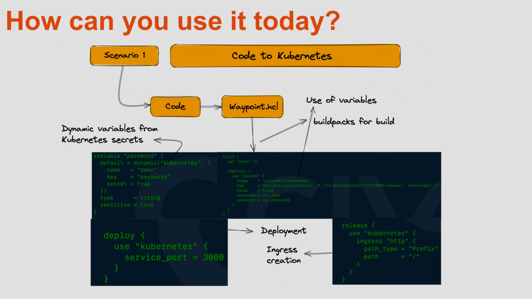And then in the release, I want to release it as an ingress. You can use a load balancer and all these things as well, but I have given an ingress where we specify which is the path type for that, and it will automatically create an ingress resource for you inside the Kubernetes cluster once you do waypoint up. So with this scenario, you have a simple stateless application, and you have reached from code to Kubernetes. So this is scenario 1.